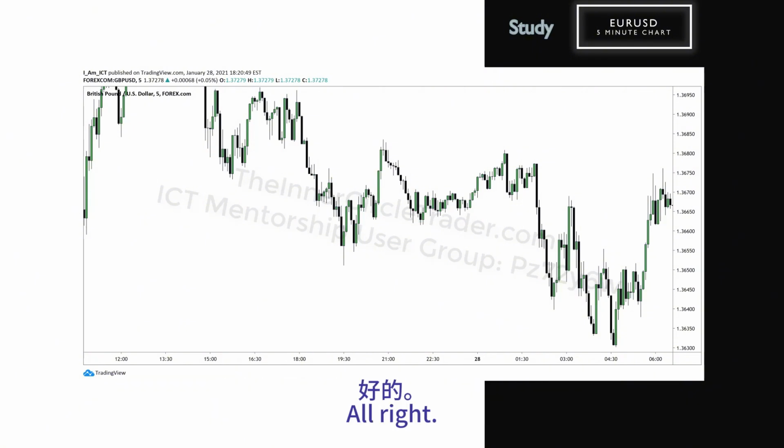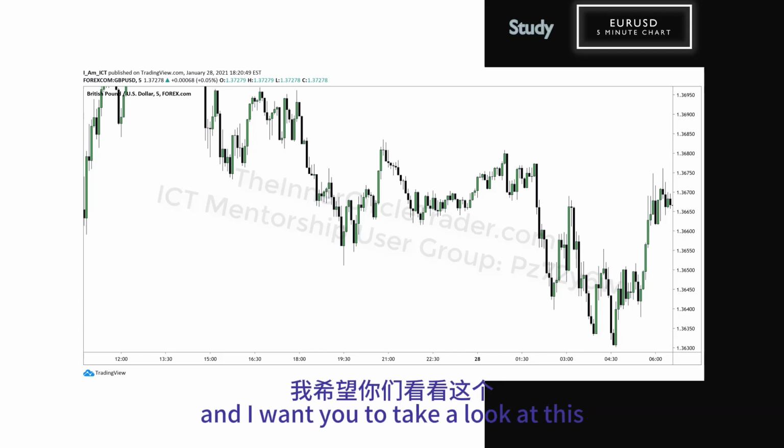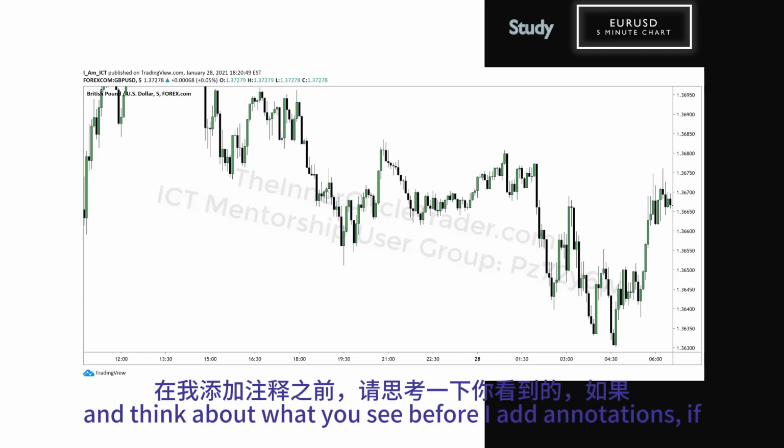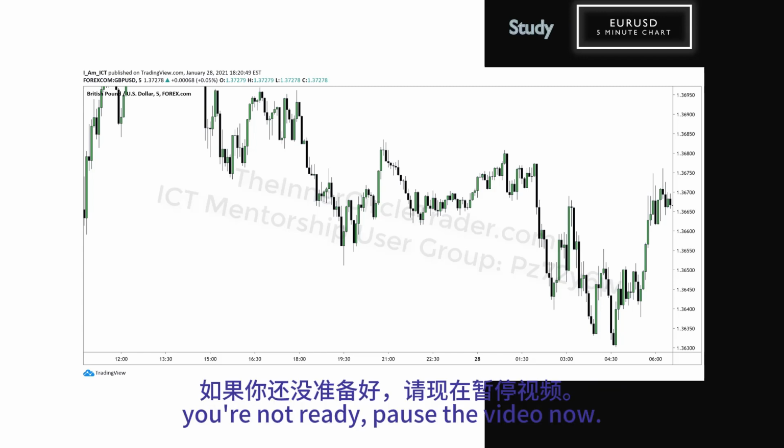All right, so we're looking at the 5-minute chart here, and I want you to take a look at this and think about what you see before I add annotations. If you're not ready, pause the video now.